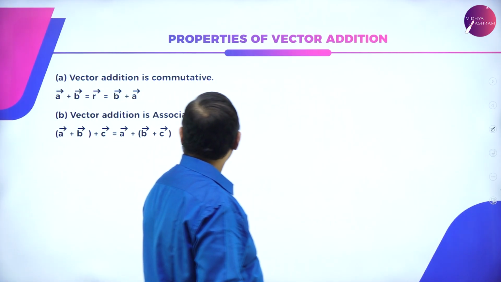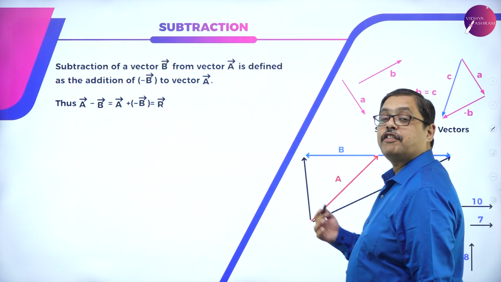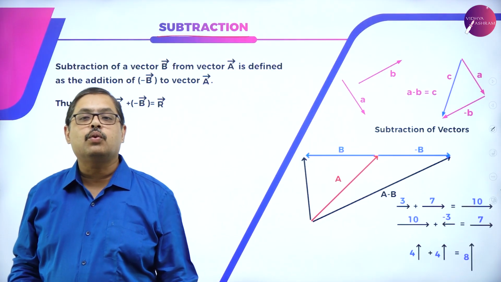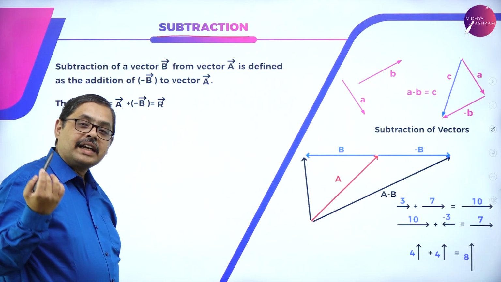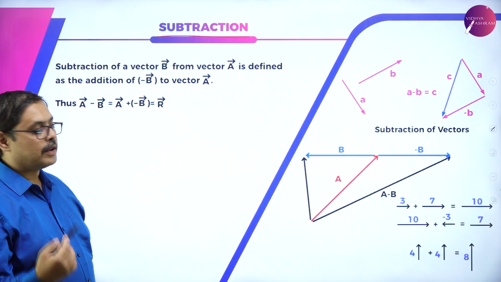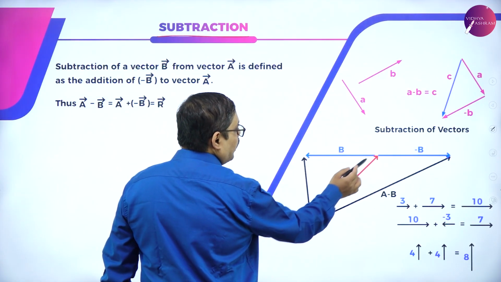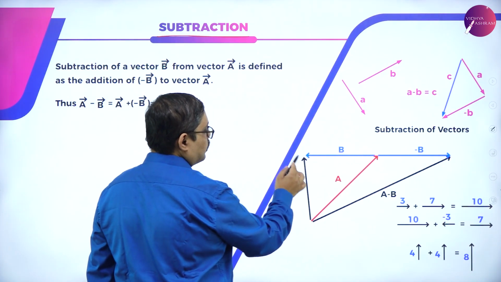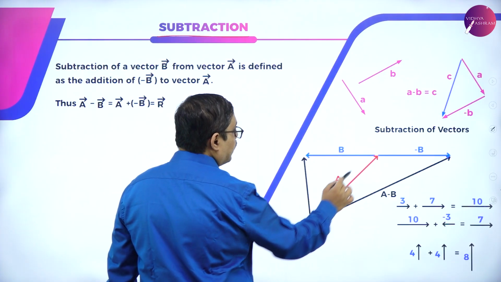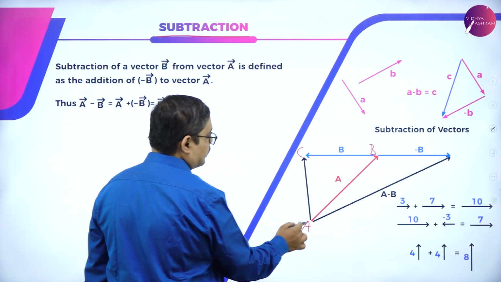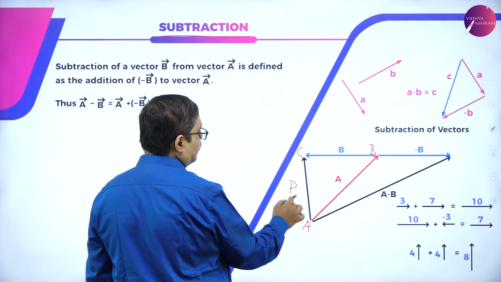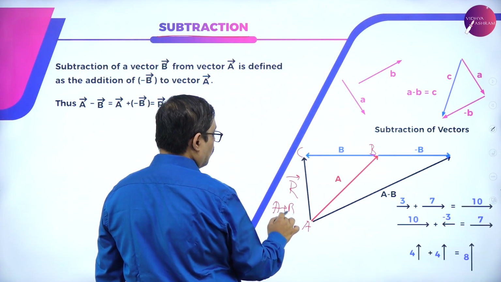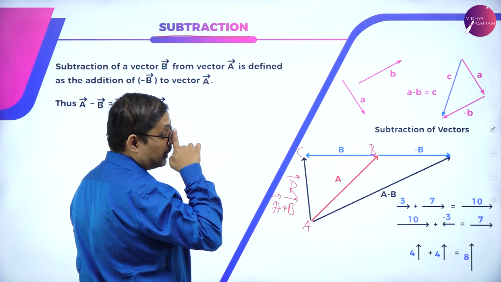Now moving on, let us check if vectors can be subtracted. We have seen how vectors can be added. Let us check how vectors can be subtracted. Vector subtraction also follows the principle of vector addition. See, I have one vector A and one vector B. This is vector A, this is vector B. By the triangular law of addition of vectors, AC will give me the resultant. This resultant will be A plus B.